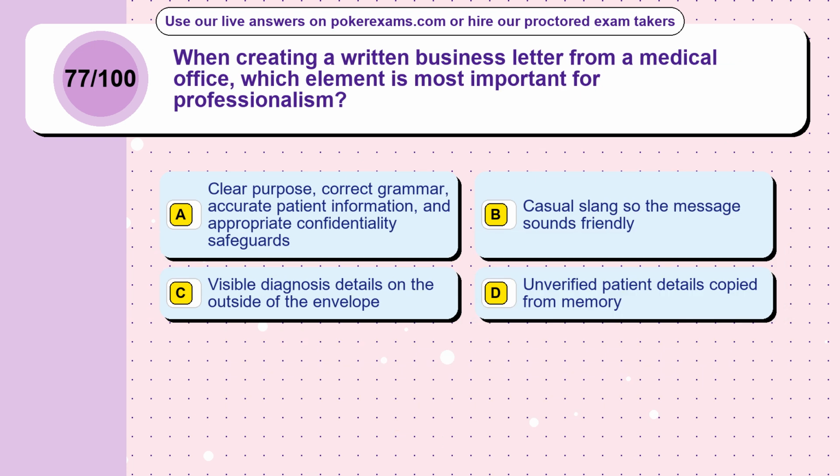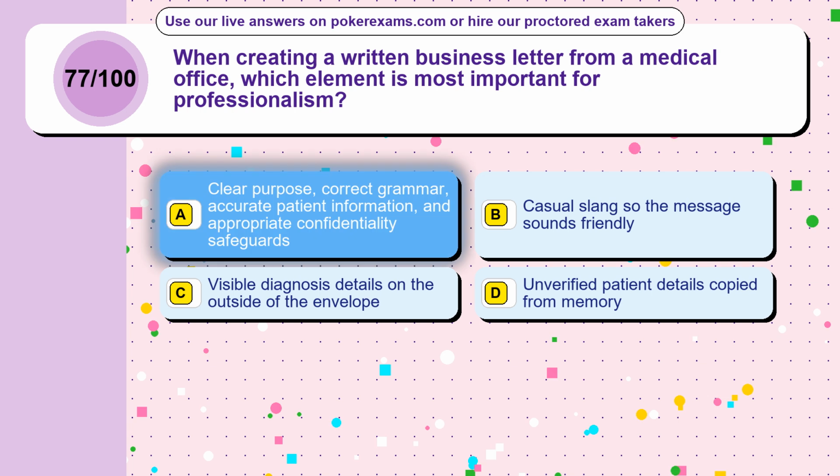Question 77. When creating a written business letter from a medical office, which element is most important for professionalism? Option A. Clear purpose, correct grammar, accurate patient information, and appropriate confidentiality safeguards. Option B. Casual slang so the message sounds friendly. Option C. Visible diagnosis details on the outside of the envelope. Option D. Unverified patient details copied from memory.